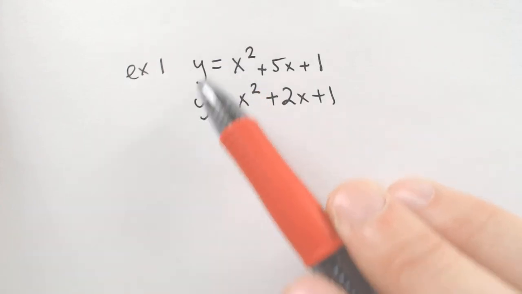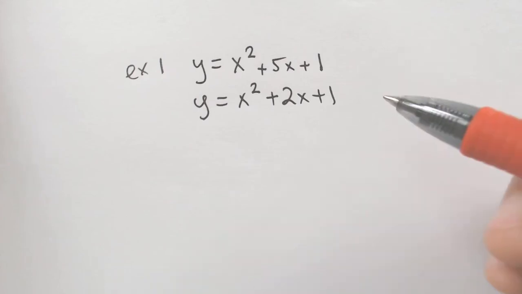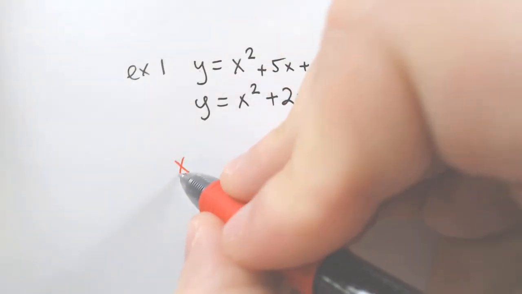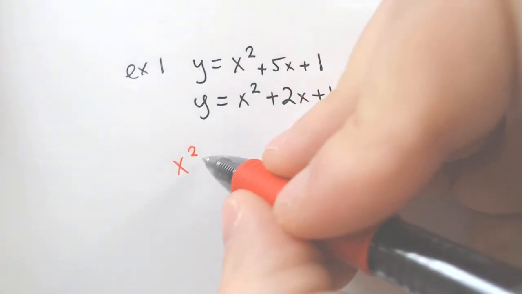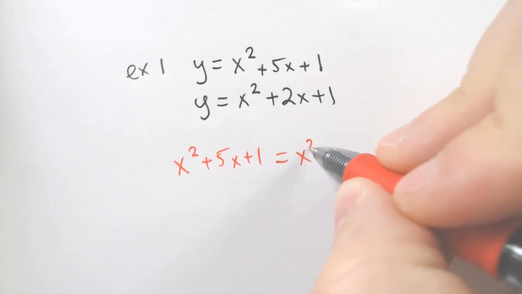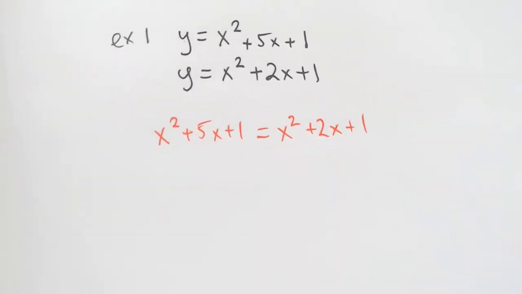If they're both y equals, then you just set them equal to each other. No matter what system you have, if they're both y equals, you can literally just set x squared plus 5x plus 1 equal to x squared plus 2x plus 1. And it doesn't matter which one's on the left or the right side. It just matters that you solve it from here.